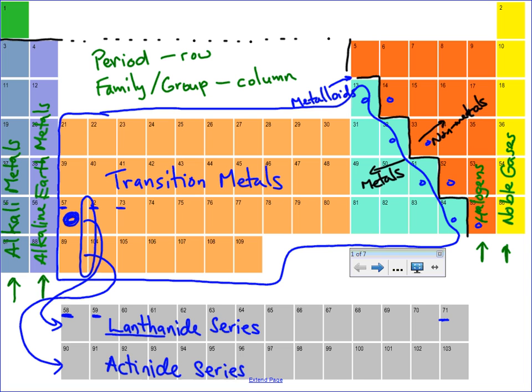This portion of the periodic table, the lanthanide series and actinide series, don't get put up into the transition metal area because it would make the periodic table too wide, so they don't do this. So this is just a little quick review of some of the key parts of the periodic table. Hopefully this isn't new material to you.